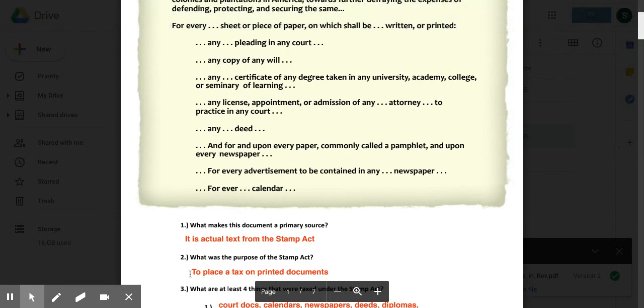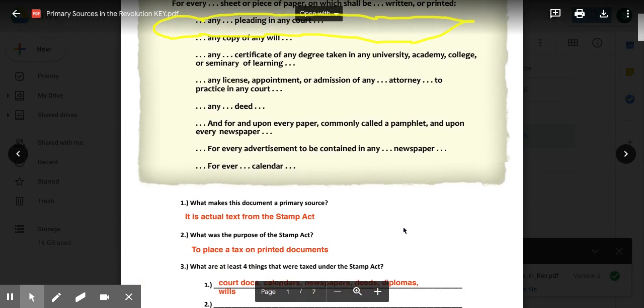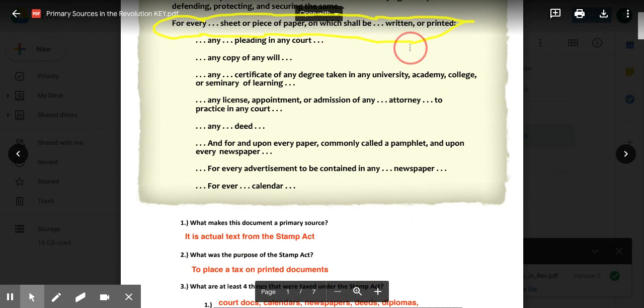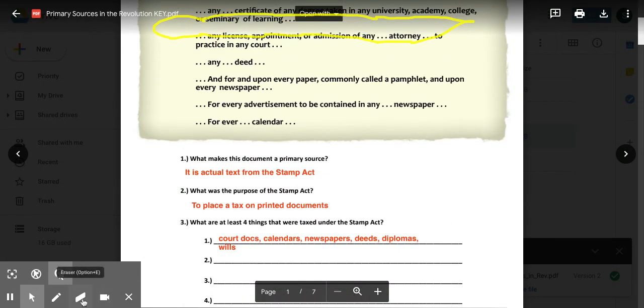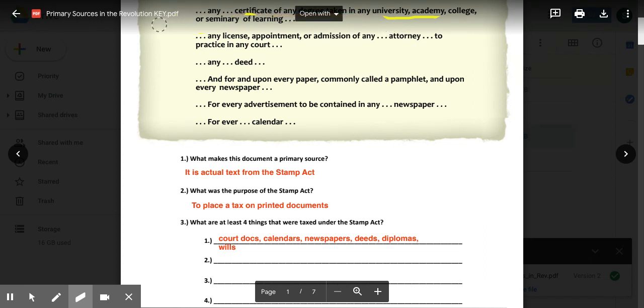But it's where this answer came from, my answer, to place a tax on printed documents, right up here, where it says, for every sheet or piece of paper on which shall be written or printed. So that's telling us above here that, sorry, let me scroll up. Oh, I thought it was going to stay there. I guess not. Anyway, that's where I got my answer from, guys. I don't know why the first marker stayed on the sheet, but the second one didn't.